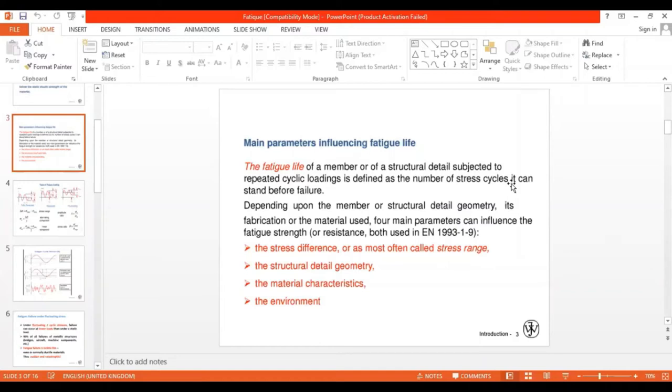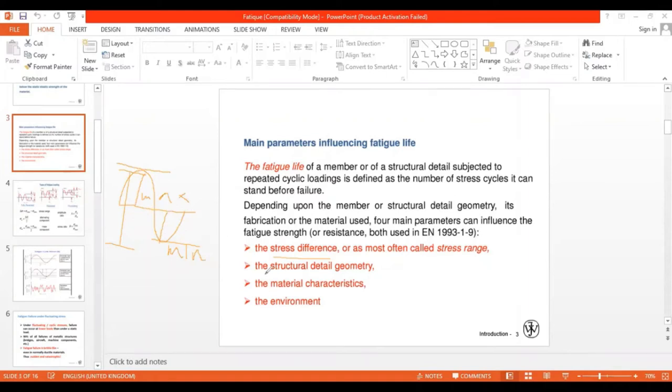Depending upon the member or structural detail geometry, its fabrication or the material used, four main parameters can influence the fatigue strength. First, stress difference, most often called the stress range. The stress difference means the difference between the maximum and minimum stress. If this is one cycle, this is the maximum and this is the minimum, so this difference is known as the stress difference or stress range.